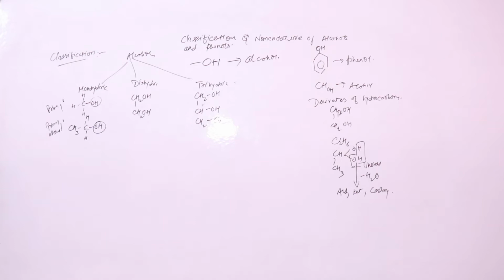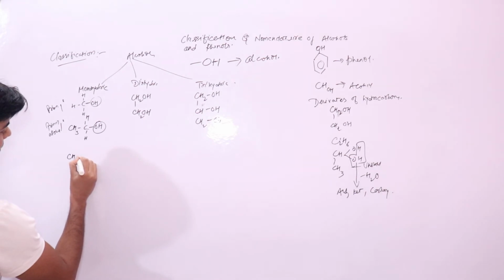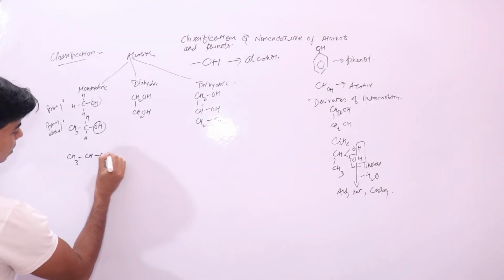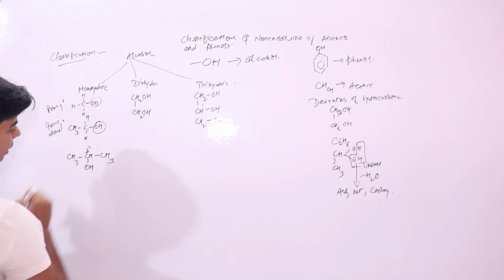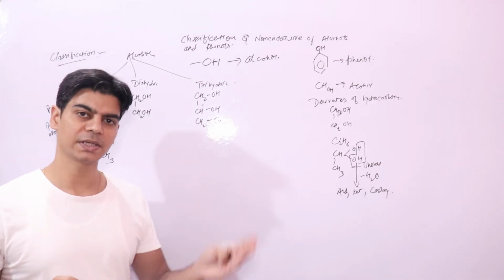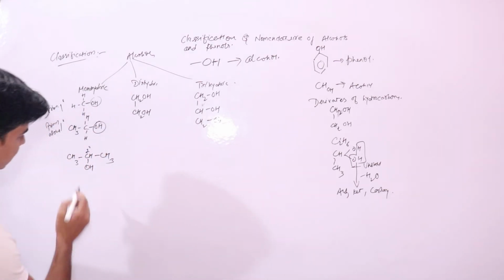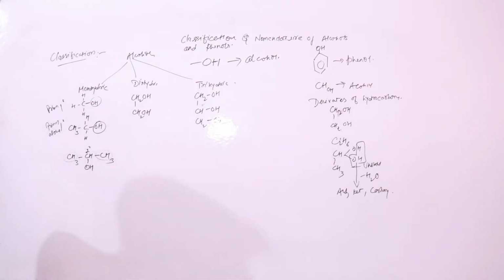Now suppose I take another example, where this OH group is attached to a carbon atom which is connected to two other carbon atoms. This is your 2 degree carbon atom. Why is it a 2 degree? We call it a 2 degree or secondary carbon atom because this carbon atom is connected to two other carbon atoms directly.